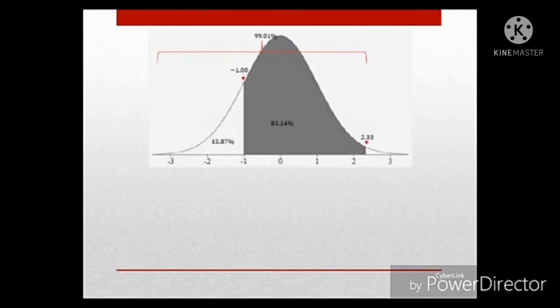As you can see on the illustration below, the covered area of negative 1.00 from left is 15.87% or 0.15866 from the z table. Hence, the covered area of 2.33 from left is 99.01% or 0.99010 from the z table.